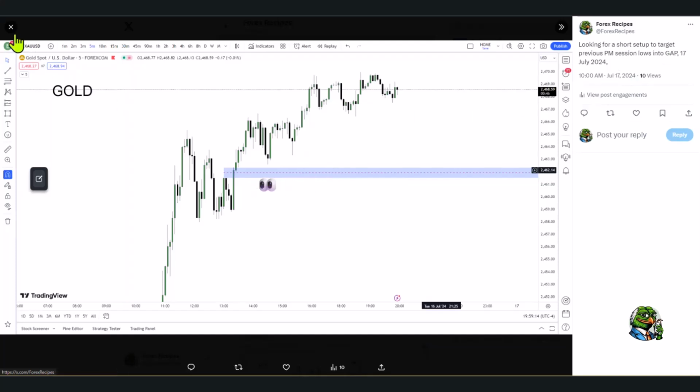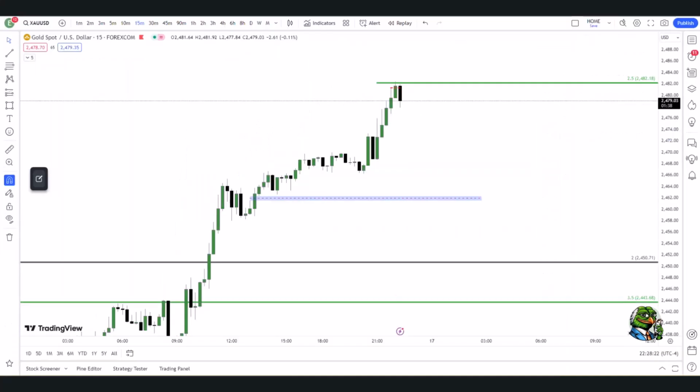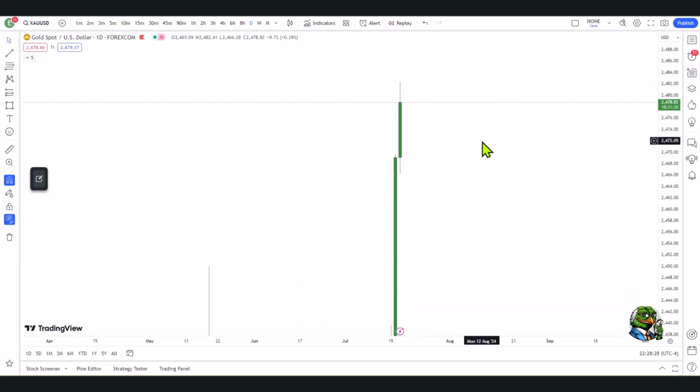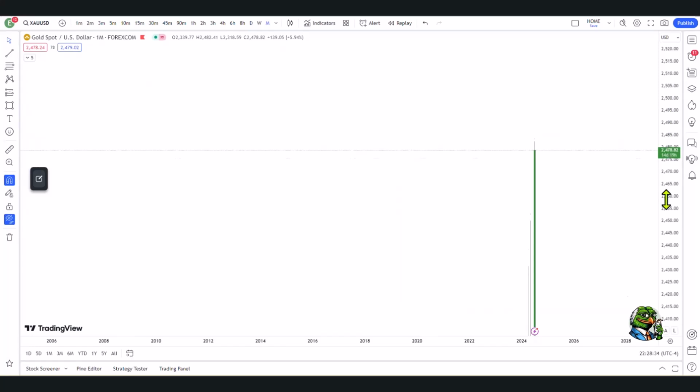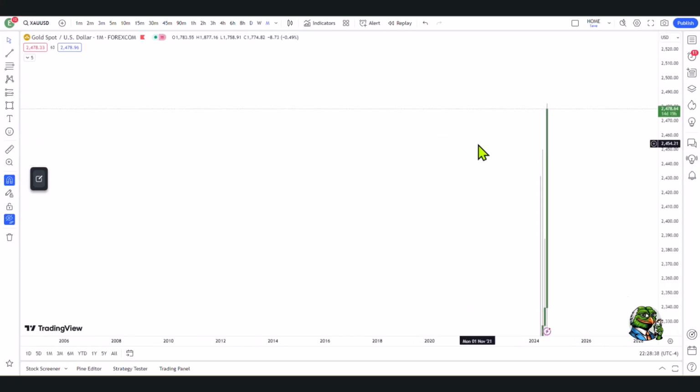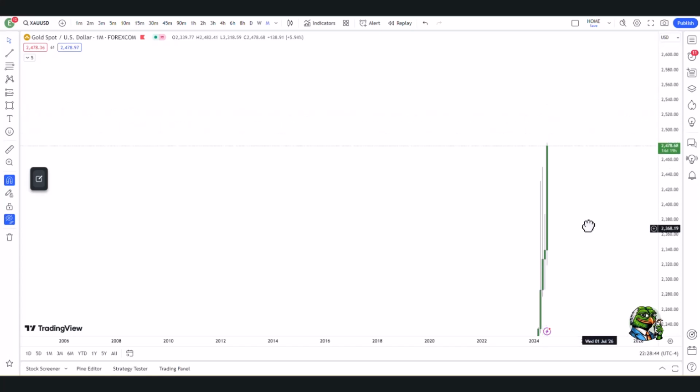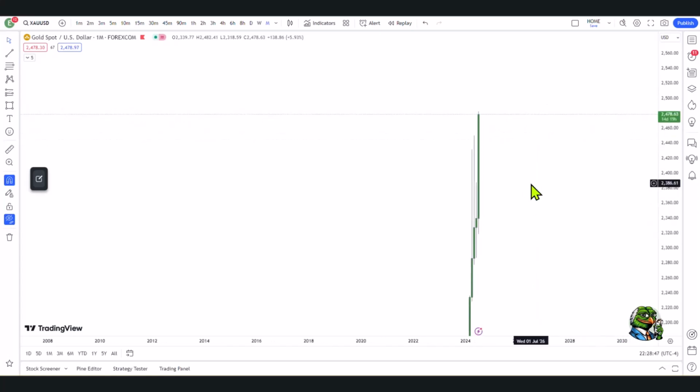Okay, a short setup. Now, right now, gold's pretty hard to trade because we're at all-time highs. Okay, so if we look at a daily chart, let me turn off all these lines. So we're at all-time highs. Okay, even if we look at a monthly chart, we are now in uncharted territory. Okay, so there's really no high to target here, only lows to target, and we don't want to just short because we don't want to be stepping in front of a freight train.